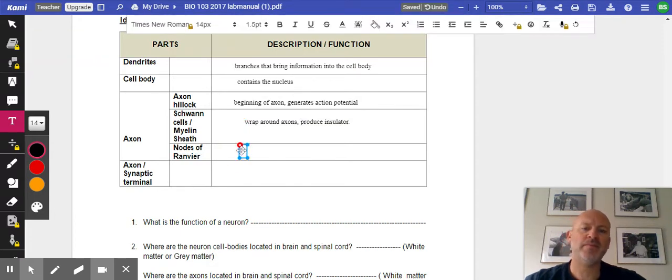The nodes of Ranvier are the areas on the axon that are not covered with myelin. So this is where the ions are being exchanged between the inner portions of the neuron and the outer portions of the neuron. So this is the site of saltatory conduction. All right. At the very end, there's a space between the axon terminals.